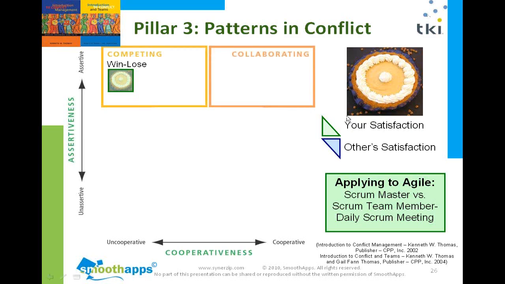Another alternate way could be I could collaborate with this person. So it's high on assertiveness, which means that I care about my concern, but it's also high on cooperativeness, which means I want the other person's concerns to be addressed as well. So together we bake a bigger pie and we have greater satisfaction.